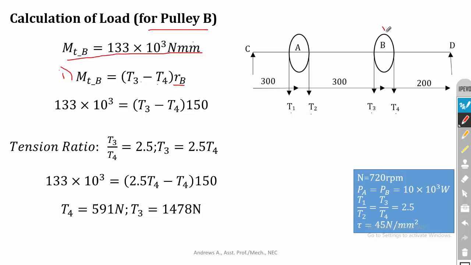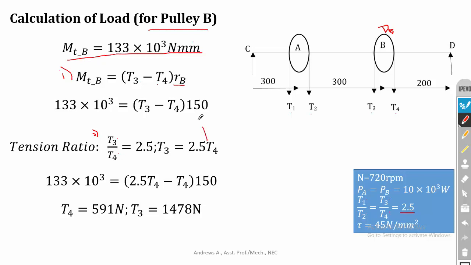In the problem, the diameter of the pulley B is given. From that, we can calculate the radius. We can substitute that T3 minus T4 into 150. And the second step is tension ratio. That is T3 by T4. It is equal to 2.5. So in the problem, it is given as T1 by T2 that is equal to T3 by T4, that is equal to 2.5. So further, T3 is equal to 2.5 times of the T4.